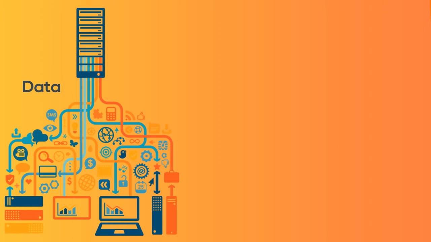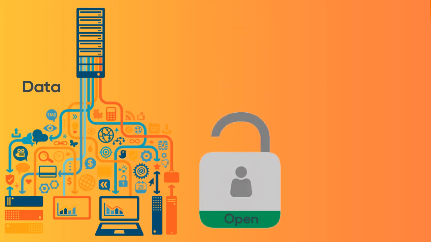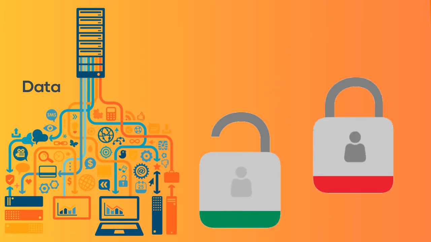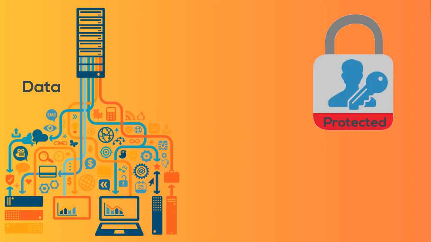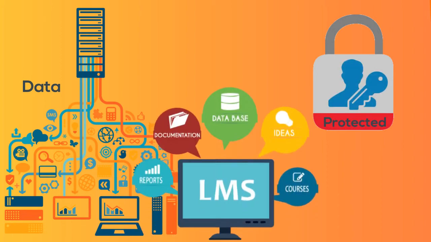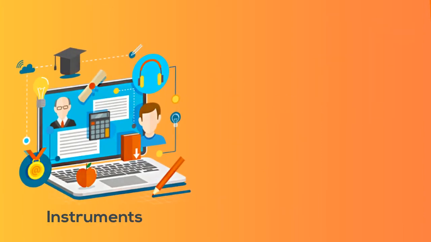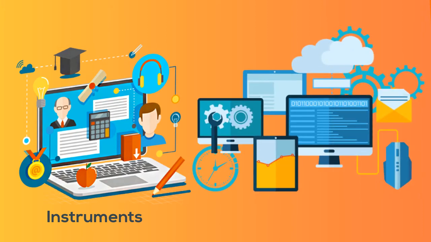The dimension of data has 2 instantiations. Open data, which is any data readily available to anyone, for example through a simple internet search or social network, and protected data, data that viewers must have permission to see, such as student data within an LMS, or medical records or tax information.